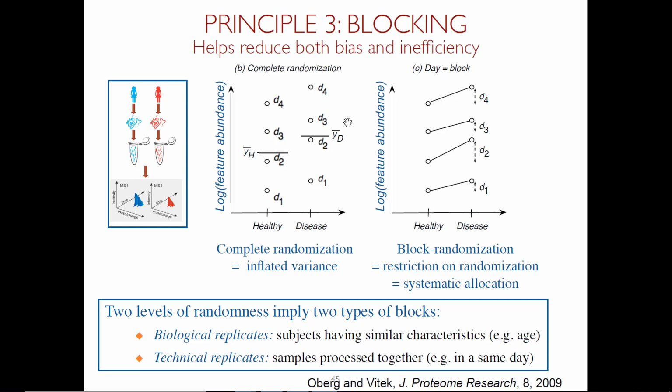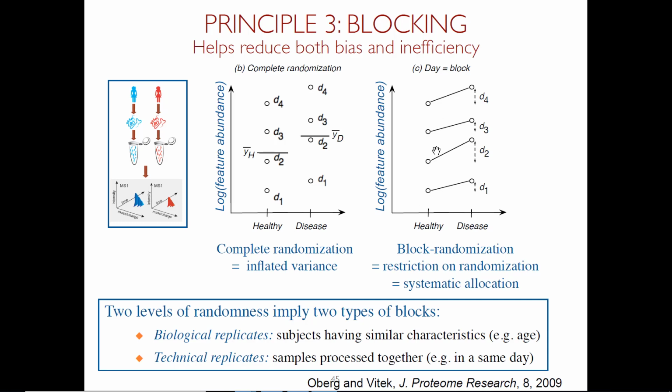So blocking is a technique which imposes a restriction on randomization, meaning we don't randomize completely, but we only randomize subsets of the samples. So here it means that on day 1, we choose to systematically allocate 1 healthy and 1 disease. Now, there's still randomization because we randomly select which healthy and randomly select which disease. And we would randomly allocate who goes first, who goes second, but we have 1 of each. Then on day 2, we do the same thing, another randomly selected healthy and randomly selected disease, and so on.